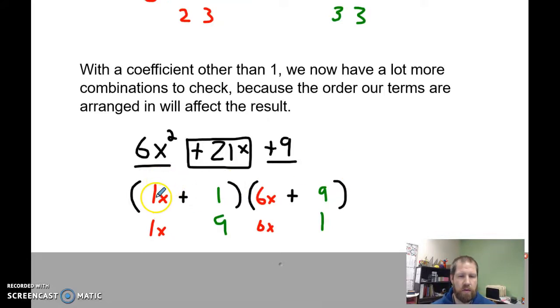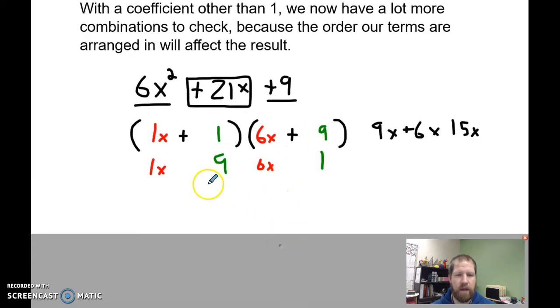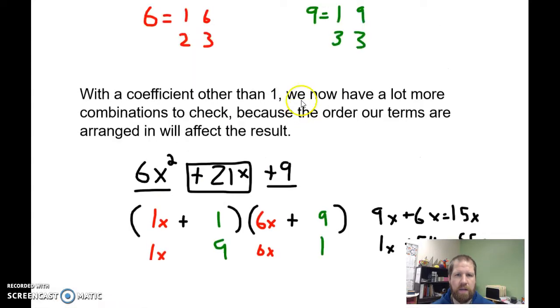So I've got 1x times 6x, that gives me my 6x squared, and 1 times 9, that gives me my 9, but I know that's going to happen for all of them. So I've got 1x times 9, which gives me 9x, and I've got 1 times 6x, which gives me 6x. If I add those together, I get 15x. 15 is not 21, so this is not the correct factors, or it's not the right order. Got to go down to the next one. I've got 1 times 1, which is 1x, and I've got 9 times 6x, which is 54x. Which gives me a total of 55x. 55x is not 21x, so I've got to keep looking.